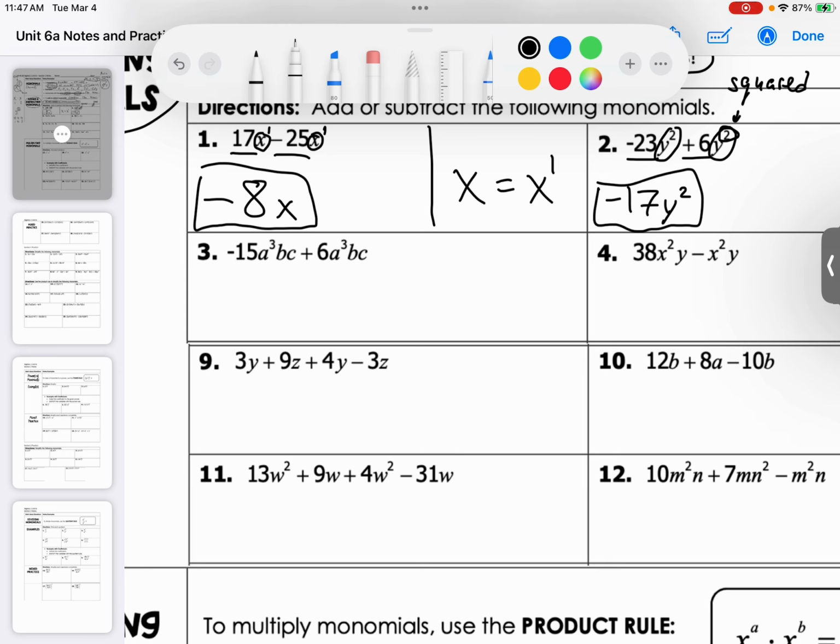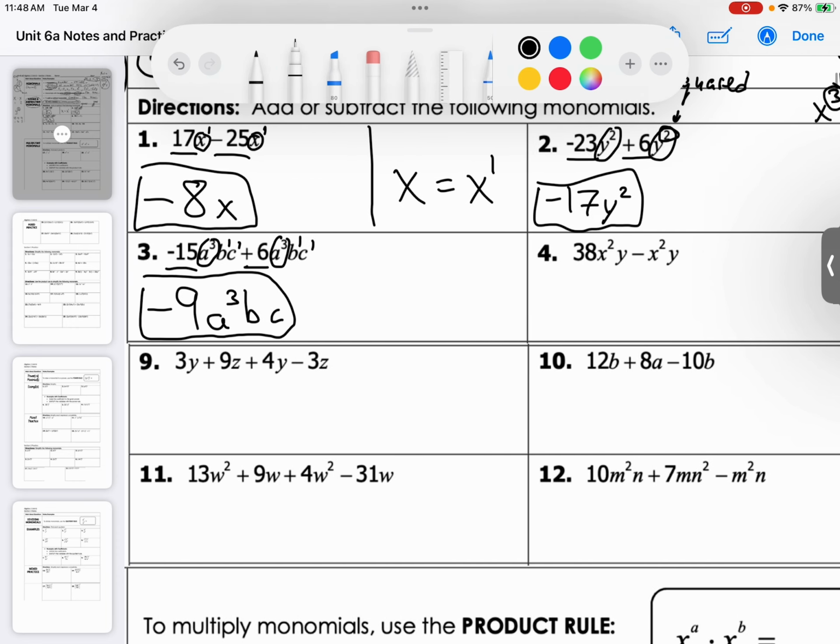Okay, number 3. I have negative 15a cubed bc plus 6a cubed bc. If I look at each of these variables, I see both of them have a cubed. Both of them have b to the first power. These would have first power because we don't see that exponent written. They also both have c to the first power. And so both of them have the same exponents on each of their variables, and they have the same variables. So they again can be combined by doing negative 15 plus 6, and that is negative 9. Our variables and exponents stay the same, and so we would have a cubed, b to the power of 1, c to the power of 1. So negative 9a cubed bc would be my final answer.